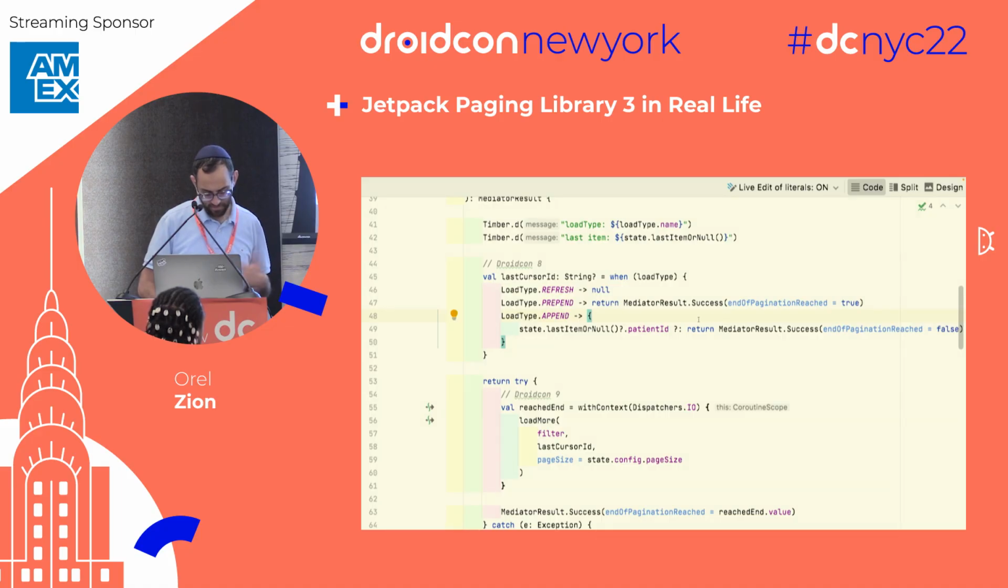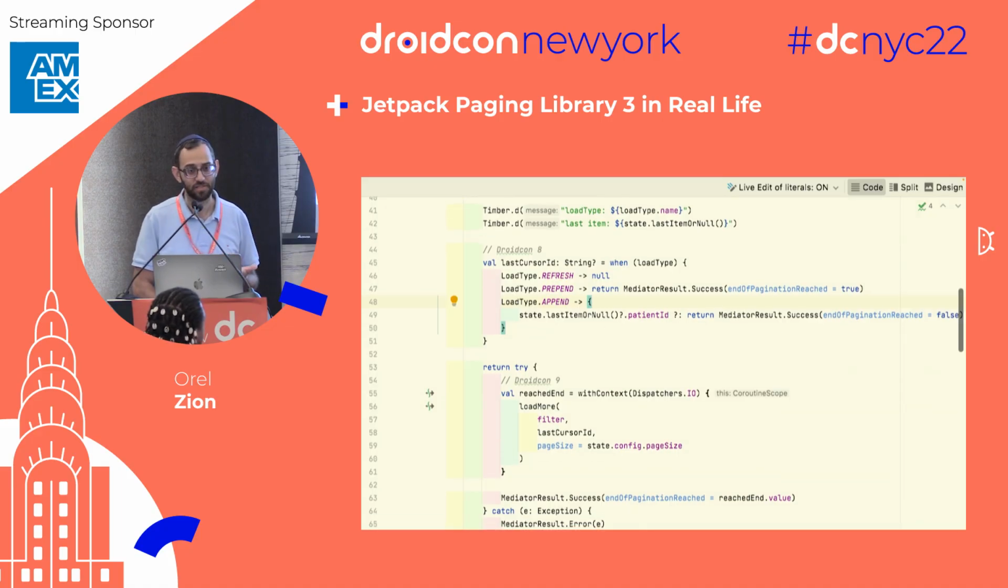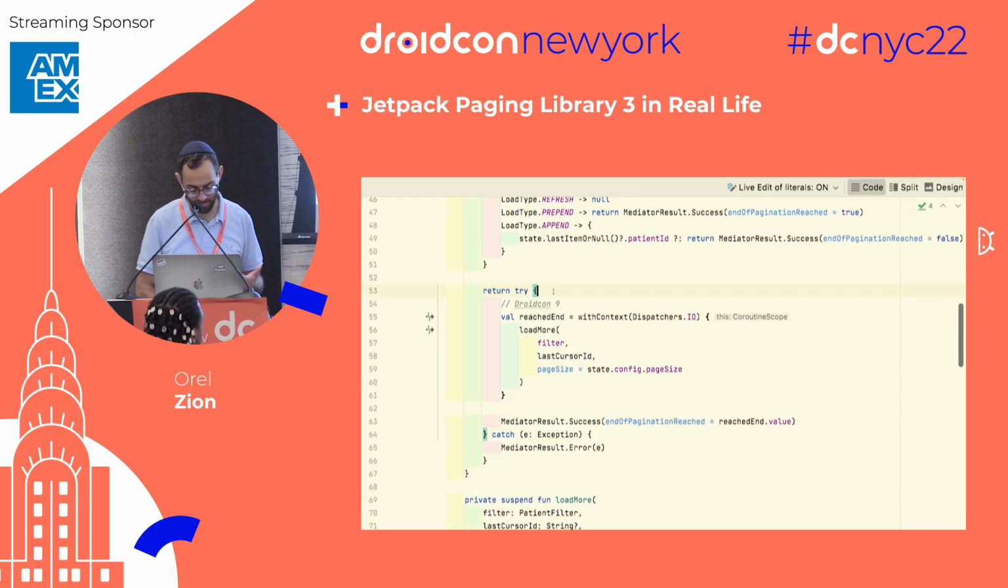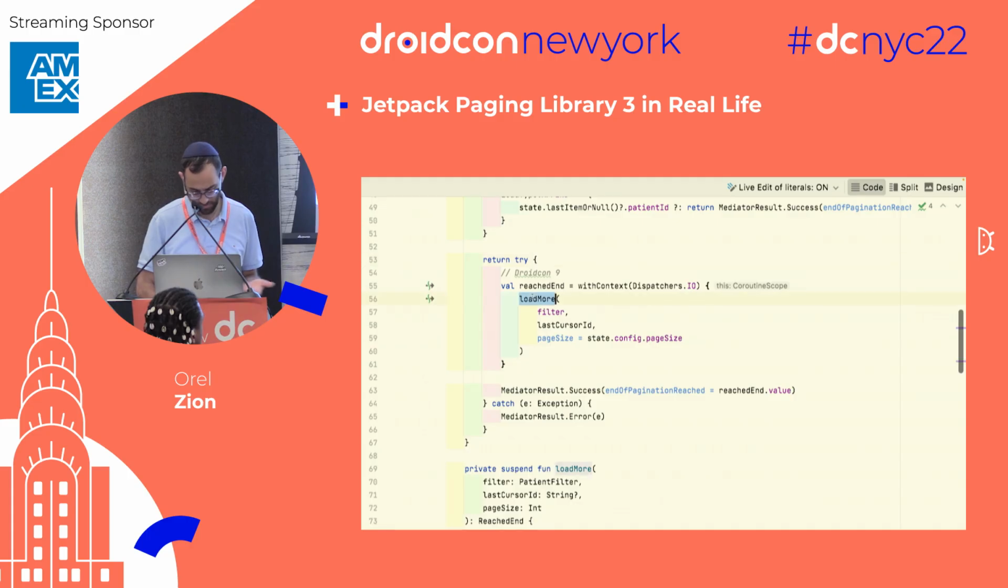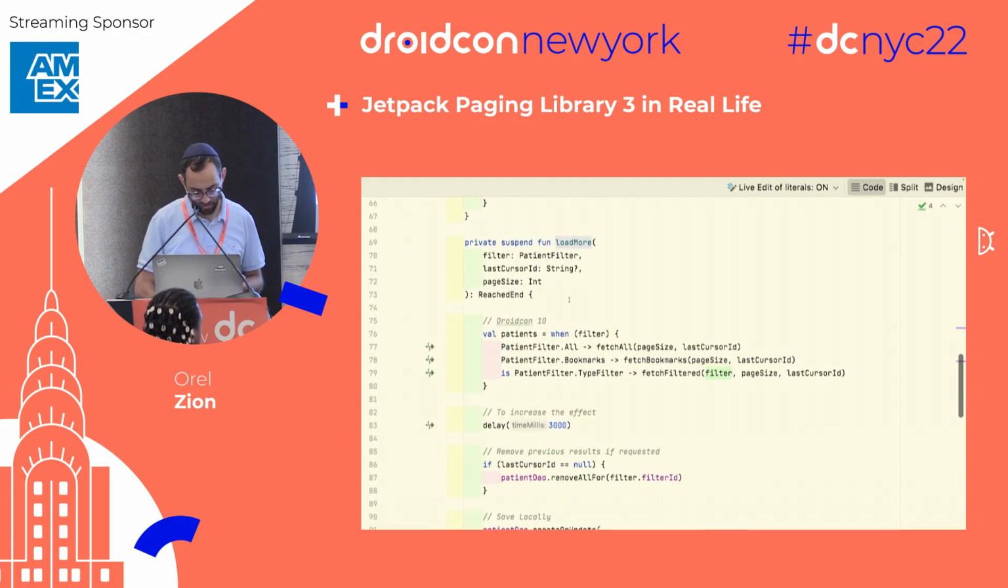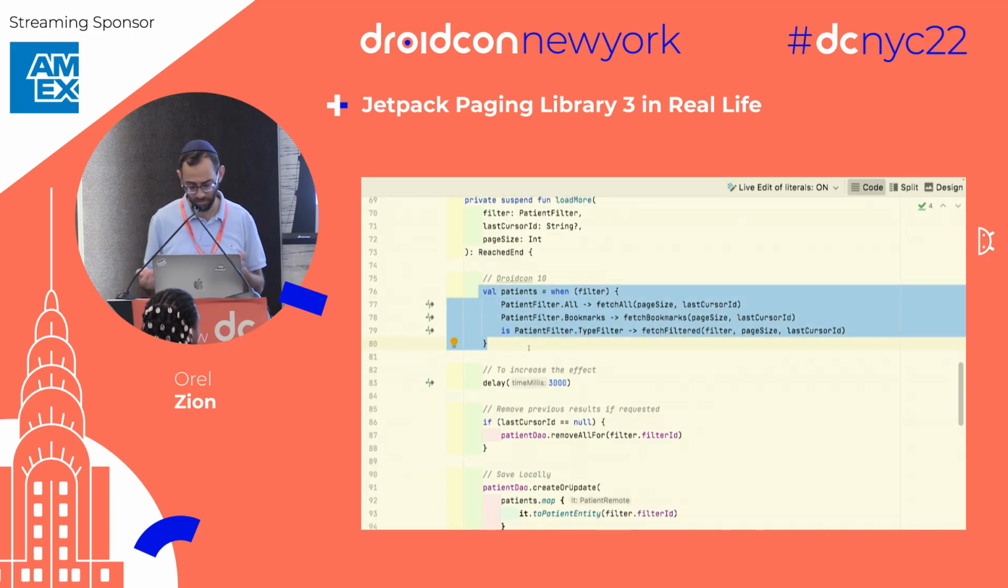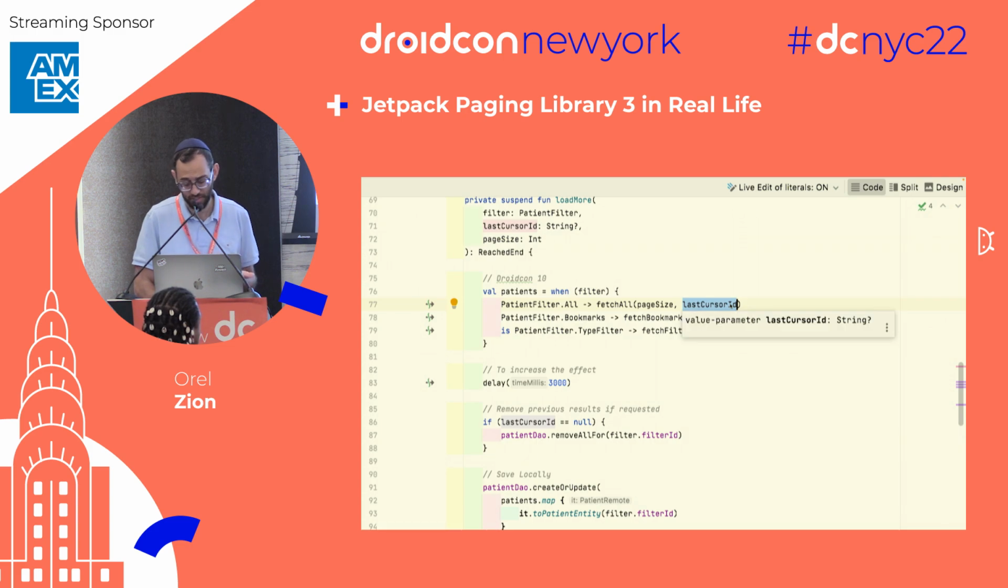All right, so this is how I configure the last cursor ID. This is last patient ID, basically for us. And then we call this load more method, which is just my method. I go in here and I call the remote for the specific filter that I need, either the bookmarks or a specific type that I'm loading from there. And you see that I pass the last cursor ID immediately from the paging library. I don't need to use any database for that.